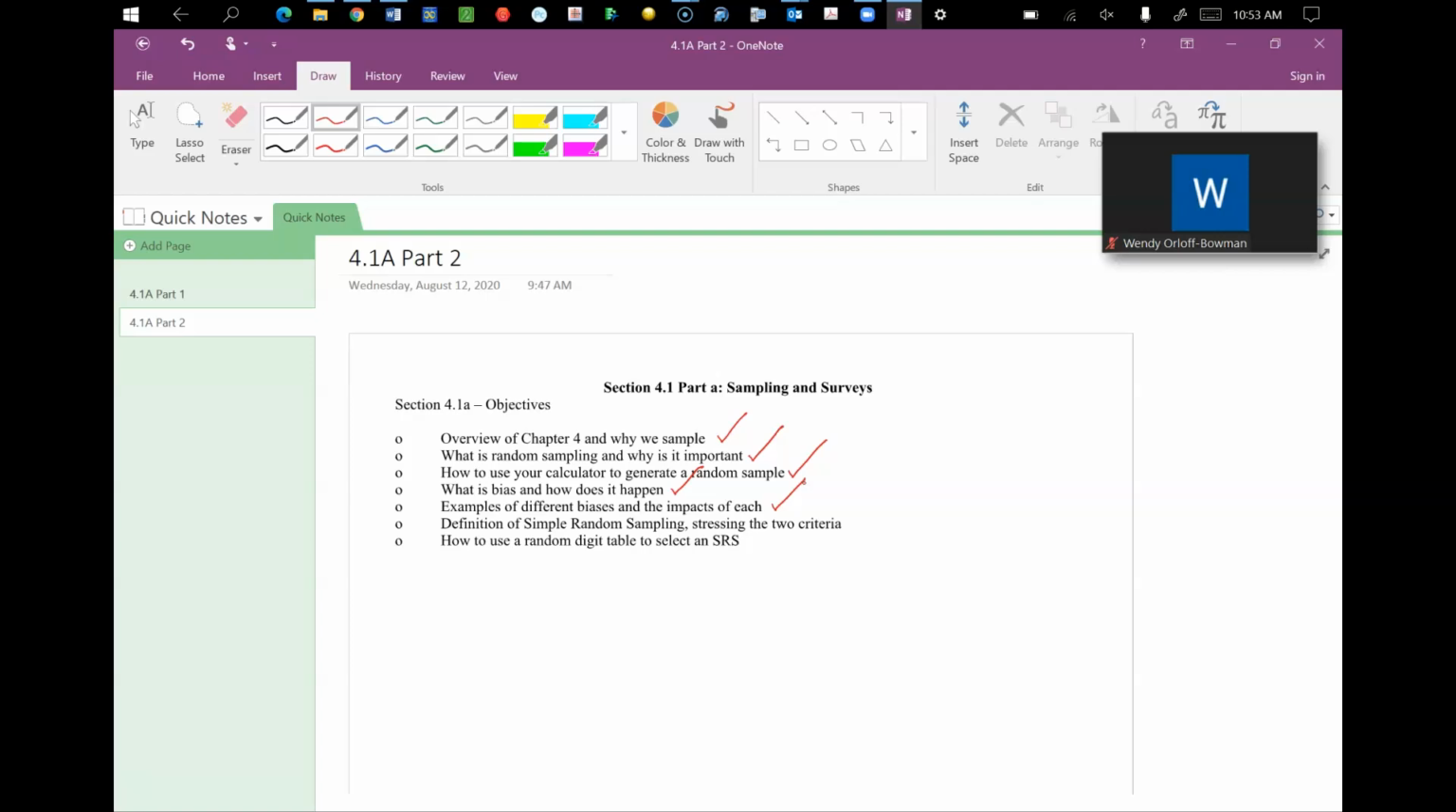Definition of a simple random sample and stressing the two criteria. All subjects have to have an equal chance of being selected, and all groups of subjects of the same size have to have an equal chance of being selected. And finally, how to use a random digit table to select a simple random sample. Again, make sure that each of the subjects has an equal chance of being selected. The easiest way to do that is to assign the same number of digits to each of the subjects. And if you're not going to use all the digits, that's fine when you're reading them off the random digit table. Just ignore them.